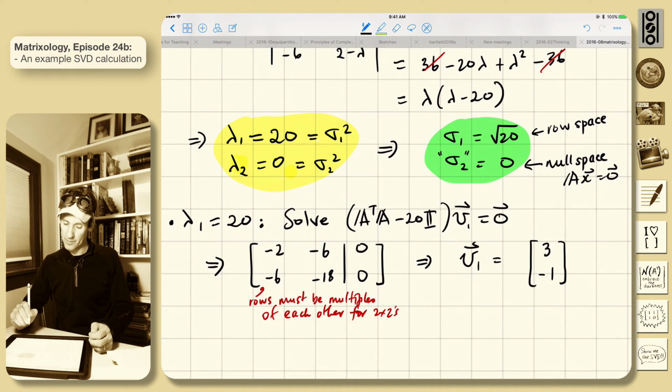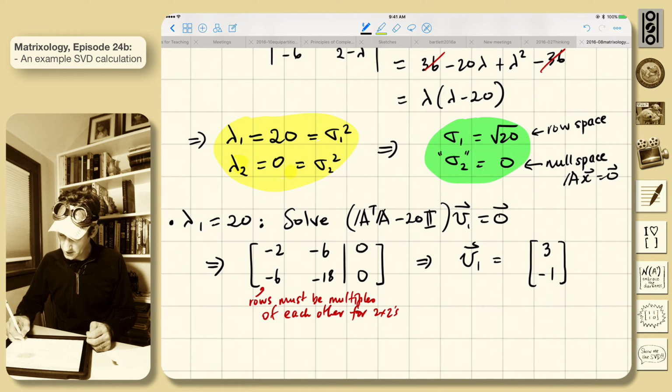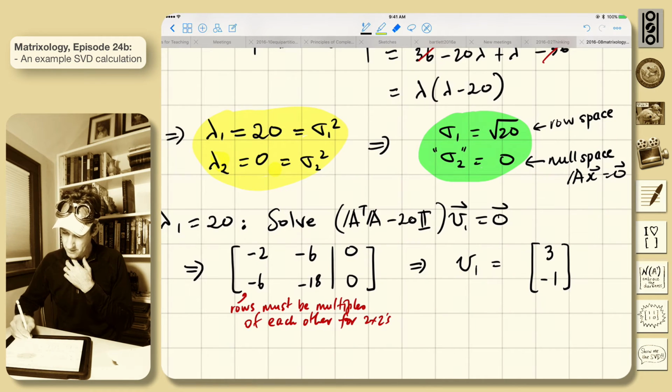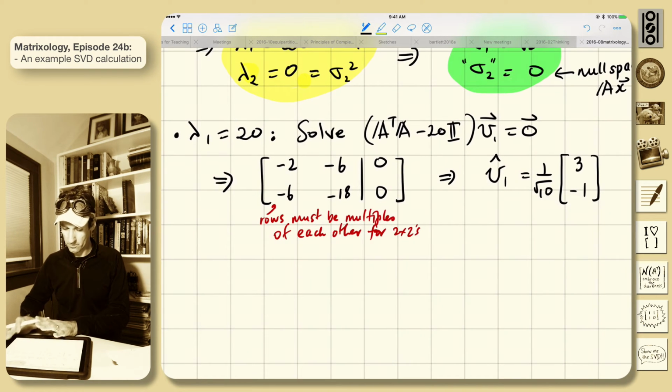So 3, minus 1 would work. Yep. All right, so minus 2 times 3 is minus 6, and then a plus 6 from the second part. So we can just see that. And we'll make it into a unit vector, a little hat on it, and the length of that is the square root of 3 squared plus 1 squared. So we're done. So that's a good little unit vector, right?